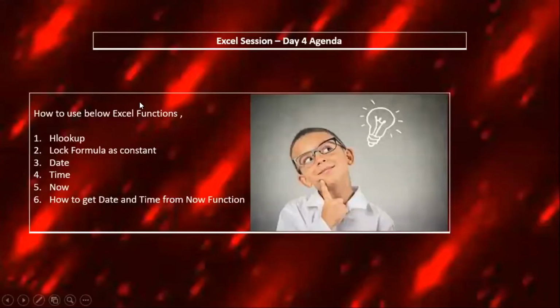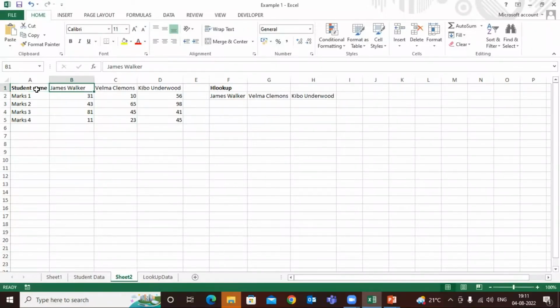As I said, today's agenda, we will be starting with HLOOKUP. So what is this HLOOKUP? HLOOKUP is nothing but horizontal lookup, similar to the vertical lookup where we do the lookups vertically. In a similar fashion, we do a horizontal lookup. Let's look at how we use that particular formula in Excel.